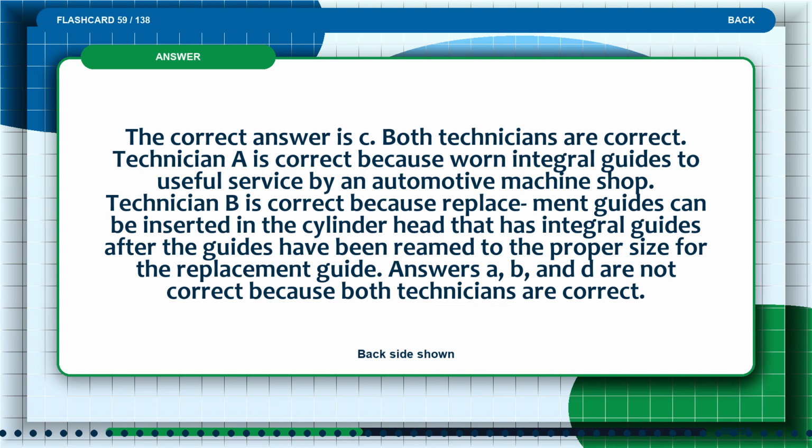The correct answer is C. Both technicians are correct. Technician A is correct because worn integral guides can be restored to useful service by an automotive machine shop. Technician B is correct because replacement guides can be inserted in the cylinder head that has integral guides after the guides have been reamed to the proper size for the replacement guide. Answers A, B, and D are not correct because both technicians are correct.